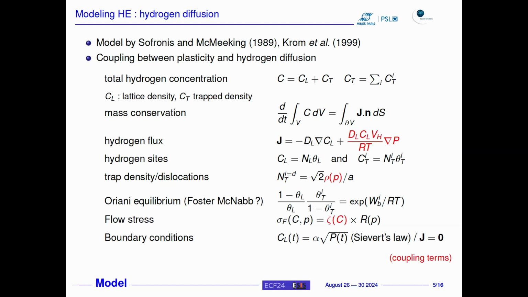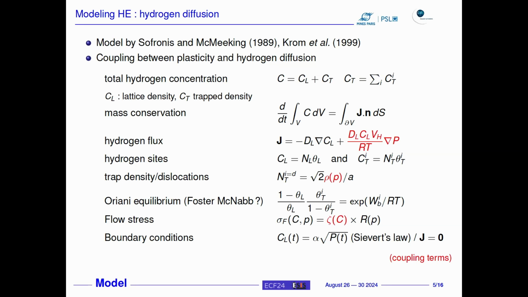What is important for traps is the trap density, N here. There's also a coupling term because one of the possible traps are dislocations. And if you have plastic deformation, then you increase the density of dislocations and you will increase the trap density. So here's another coupling term. Right now, we are using the Oriani equilibrium, instantaneous equilibrium, which introduces this binding energy, which is very, very important. There is also the possibility to use the Foster-McNabb, which introduces some kinetics.